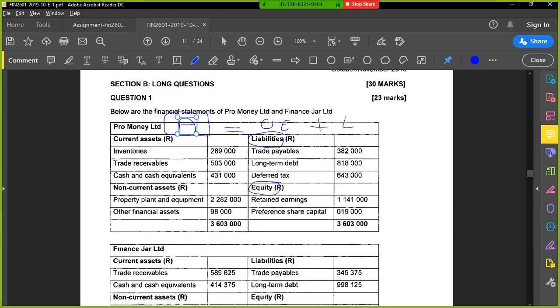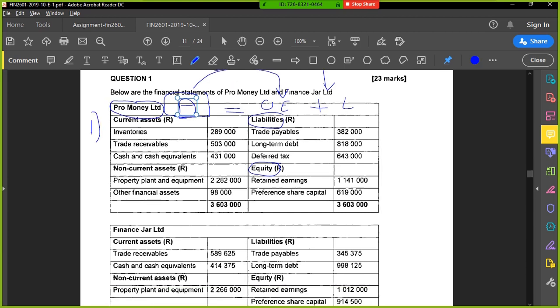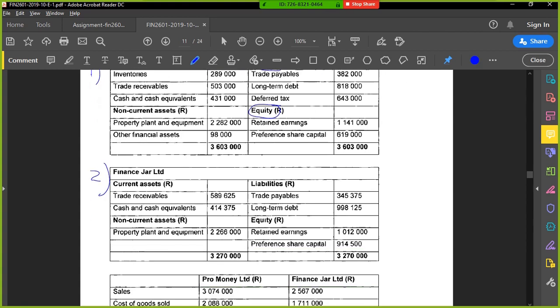How do you buy your assets? Assets are financed through your own money or through someone else's. That's how you finance your assets. And that's what we've got here. This is for Pro Money Limited, company number 1. Company number 2, Finance Jar Limited. Same thing applies here. Current assets, non-current, total. Liabilities, equity, total.